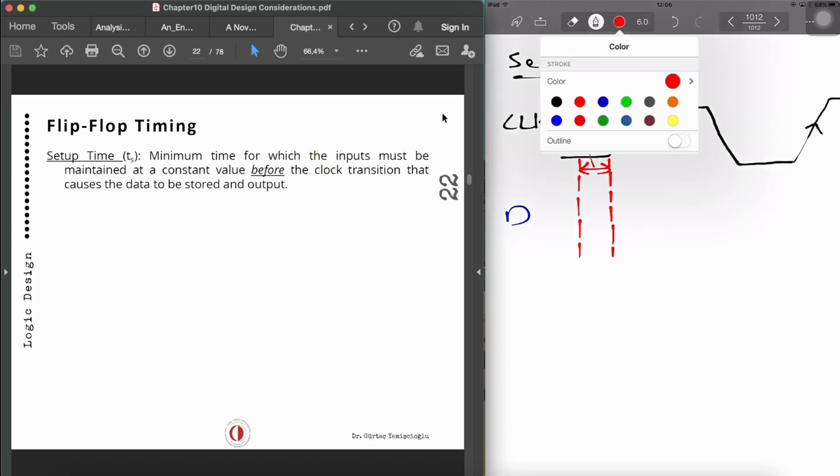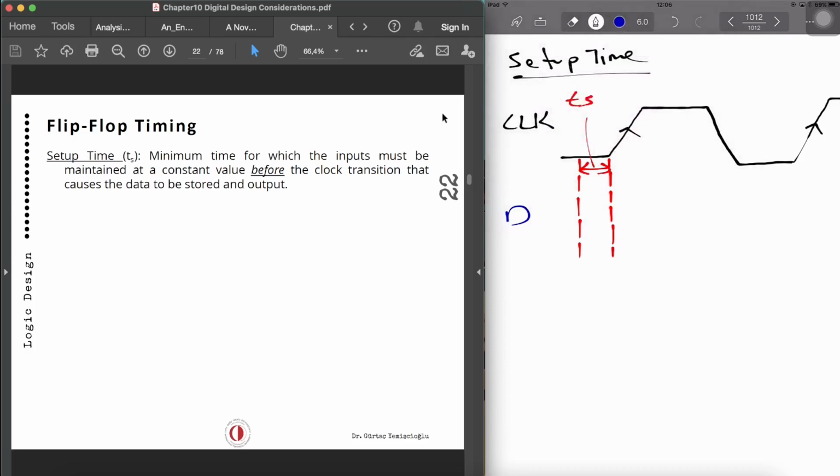Okay, so what we need to have here is D. Let's say we are assuming that D is going to be 1 before the rising edge. So it starts with 0, and when it comes over here, it will set to 1, stabilizing for that setup time, and then the rising edge of the clock is happening. So the clock is changing from 0 to 1.